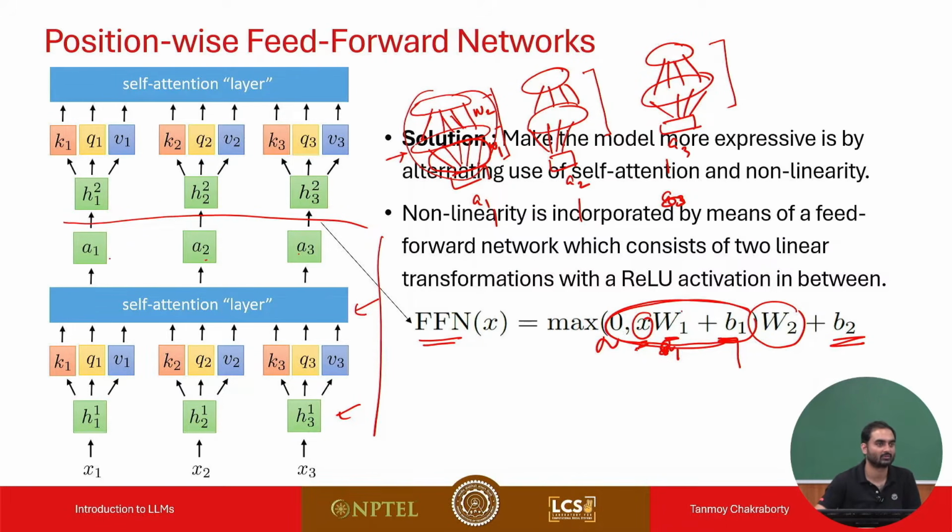What is the purpose of this position wise feed forward network? Think about it carefully. Self attention essentially allows you to exchange information from different tokens. So from one token you get some information and you add that information to another token and so on and so forth. So all this massive message passing basically happens in this self attention block.